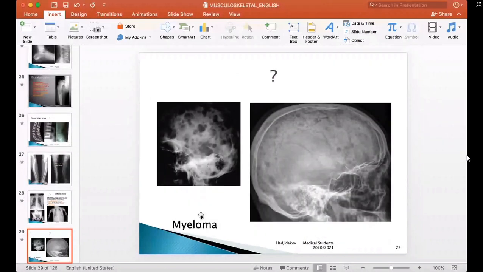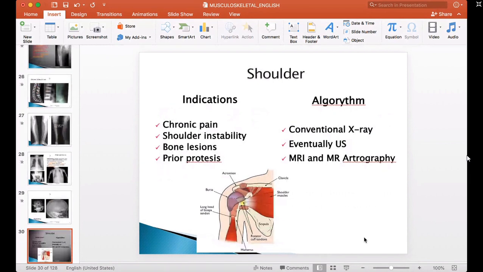What about those images? It looks like eaten, a mottled appearance of the myeloma, multiple spots, multiple small holes. The most typical location is the skull vault.